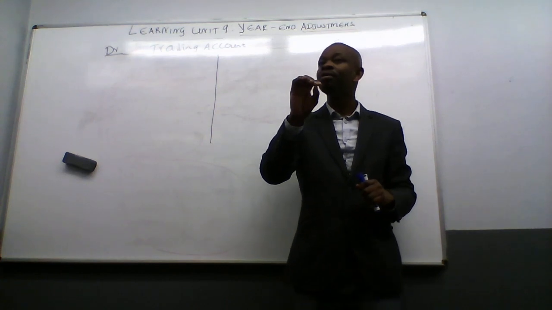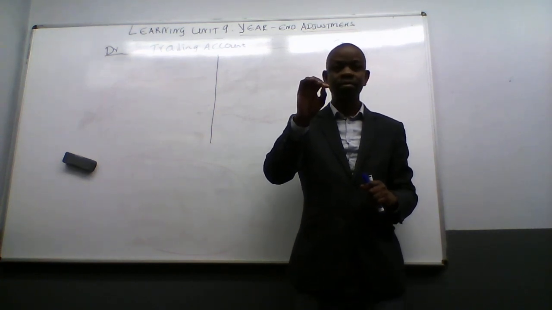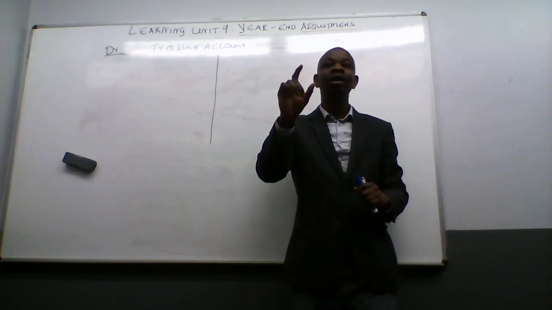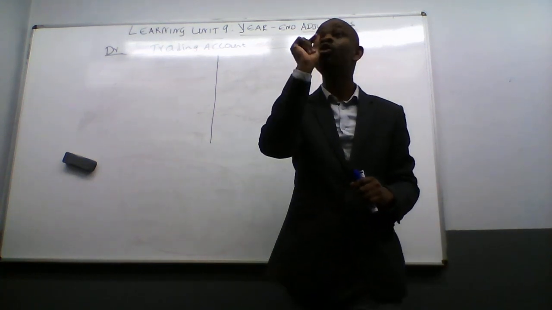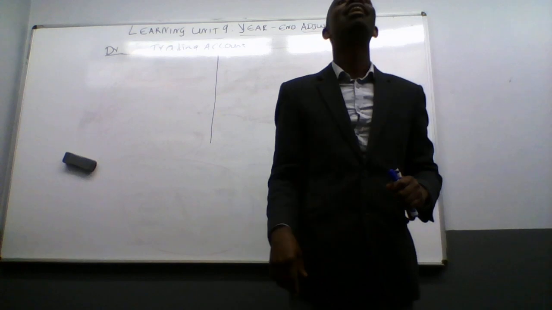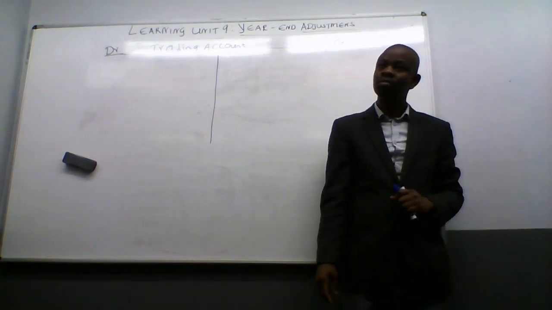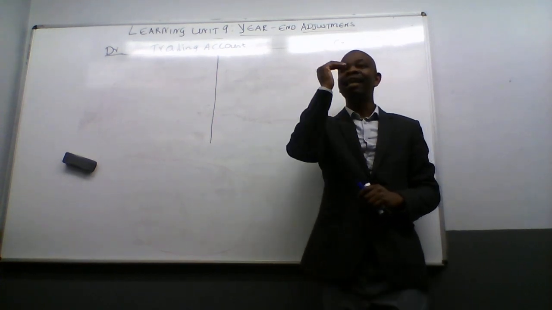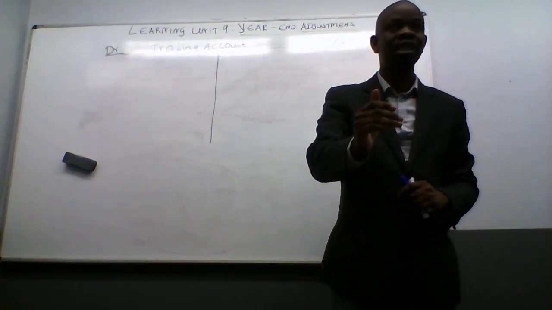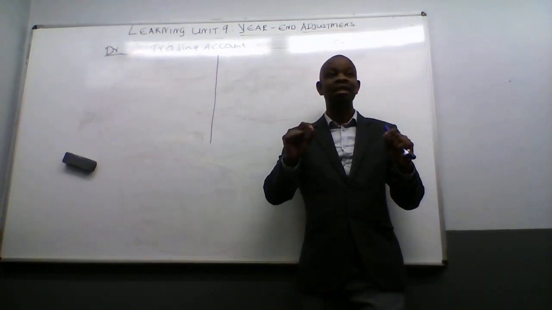Why periodic? No. As long as they gave you cost of sales, it means you are using what? Perpetual. Write it down. From the trial balance, they gave us cost of sales. It means they are using what? Perpetual.